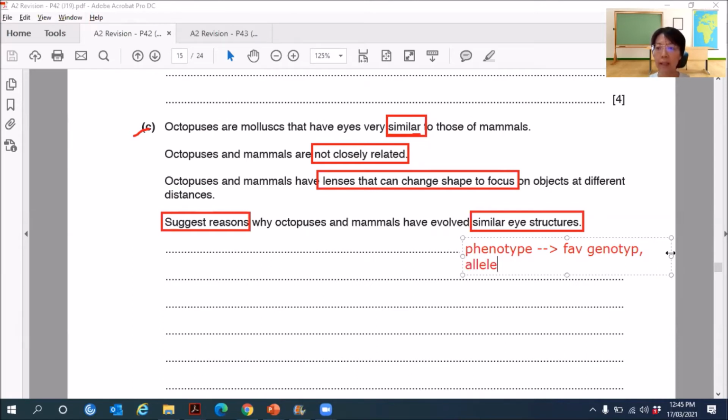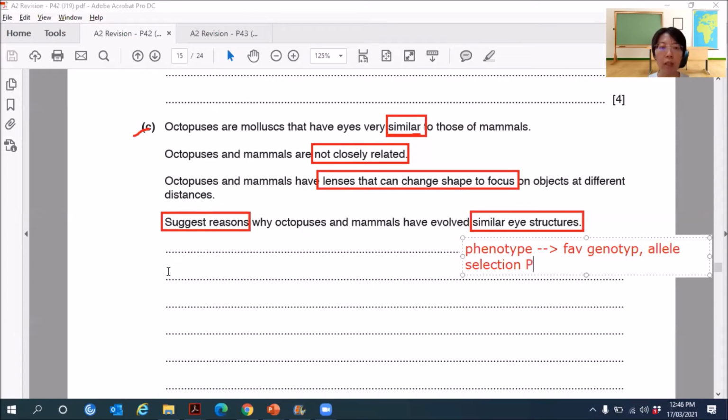Therefore, they are selected to reproduce and survive, right? So what selects for the feature is actually the selection pressure. If the same structure is being selected, it must be the same selection pressure that selects them. So even though mammals are on the land and octopuses are in the sea, with different environmental conditions, they have the same selection pressure that leads to the same structure being selected, because it allows them to survive and reproduce.